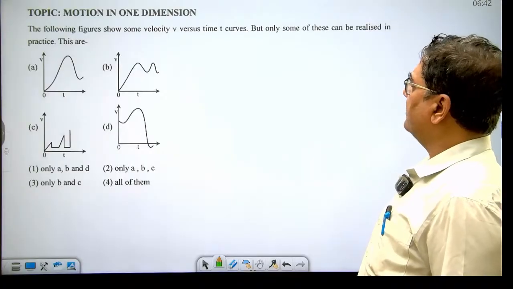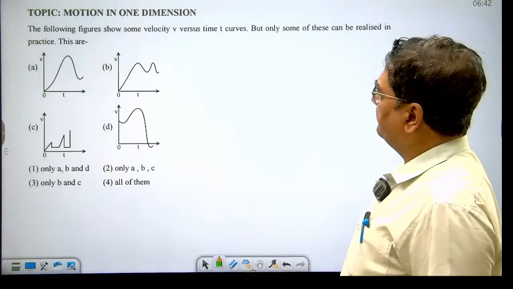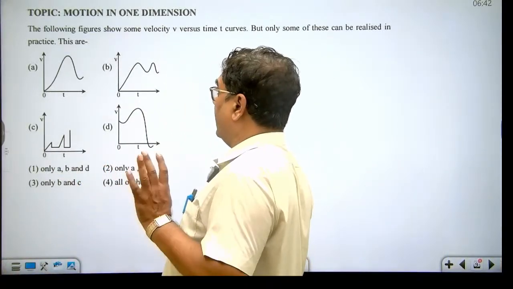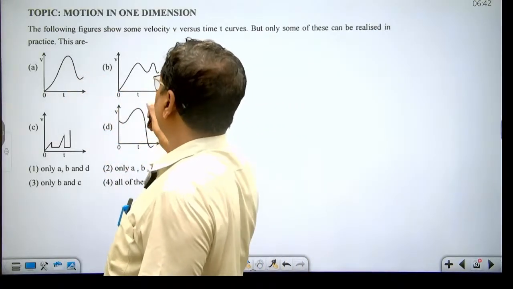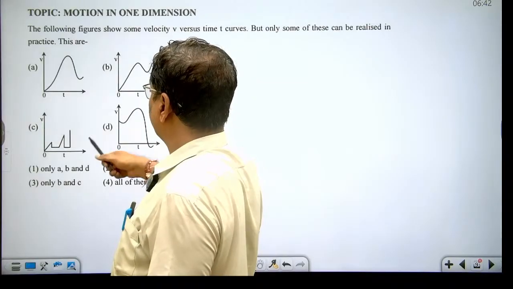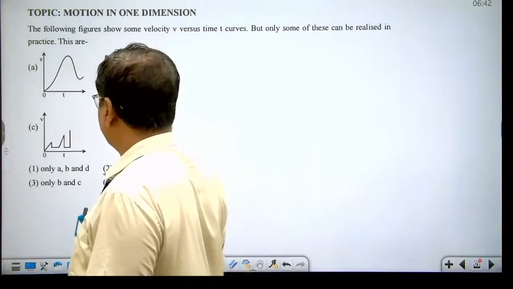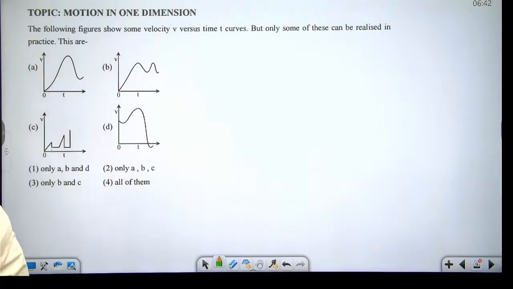The following figure shows some velocity v versus time t curves, but only some of these can be realized in practice. Dear student, velocity can be positive or negative, but time always increases. So see here, this is possible because velocity is increasing, decreasing. This is also possible. This is also possible, but in this graph, at a particular time, there are two velocities. So option C is not possible. Only some of these can be realized, so A, B, and D can be realized.